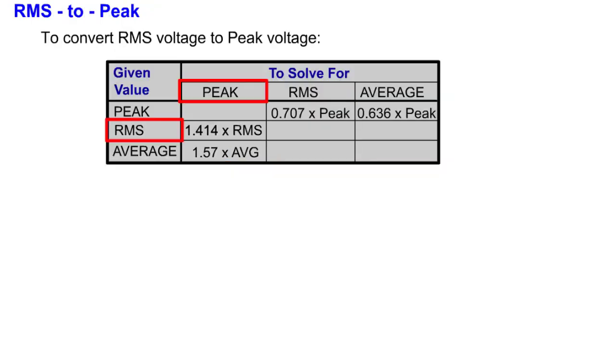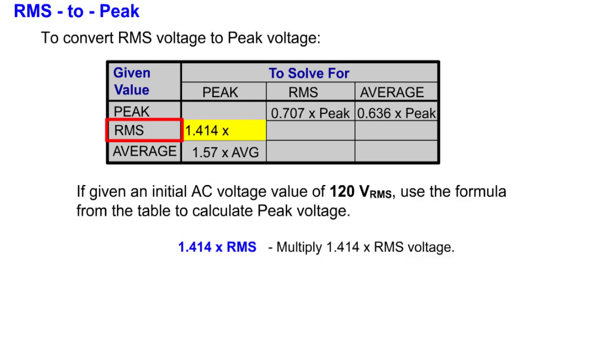To convert RMS voltage to peak voltage, follow the example. Given an initial AC voltage value of 120 volts RMS, use the formula from the table to calculate peak voltage as shown.